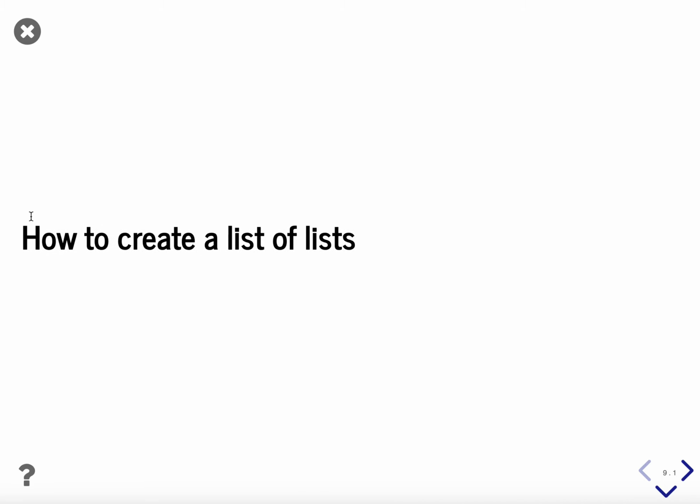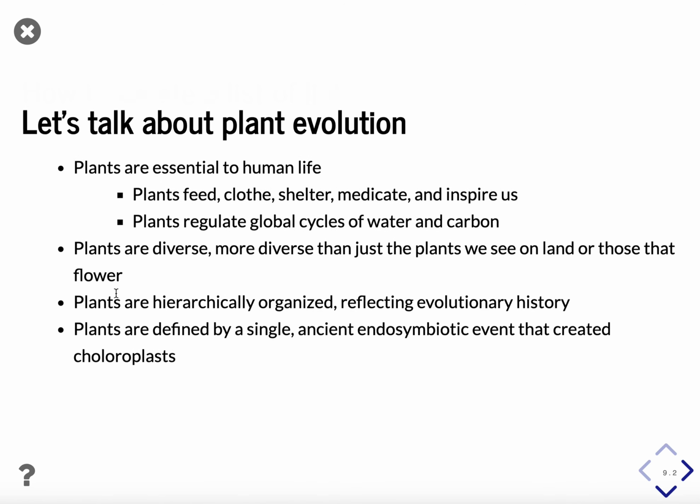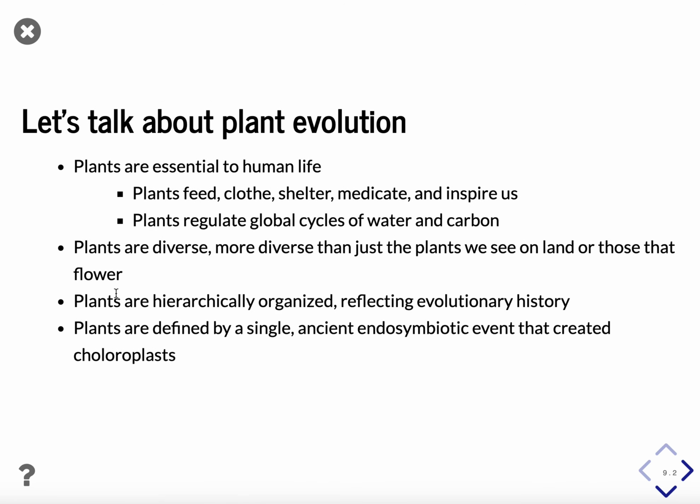So I told you you can put anything you want in lists. You can put numbers, you can put strings, you can put integers, you can put floating points. You can even put lists within a list, which creates a list of lists. So before we do that, we're going to make a list of lists about all of plant evolution.